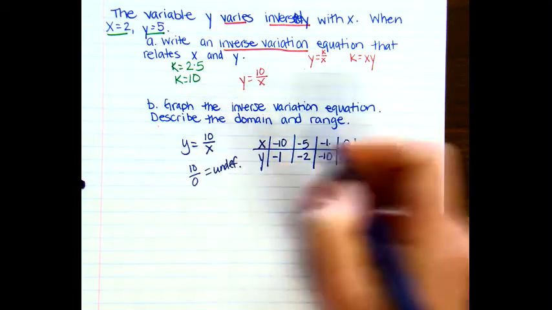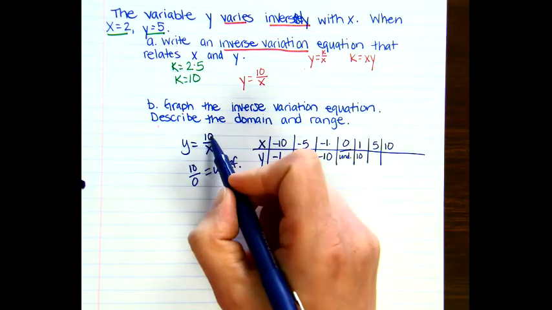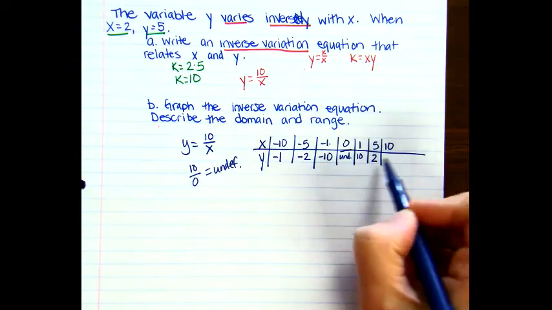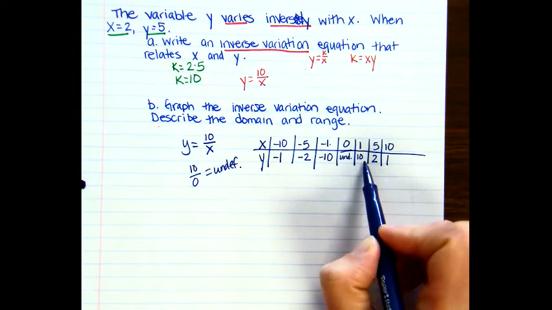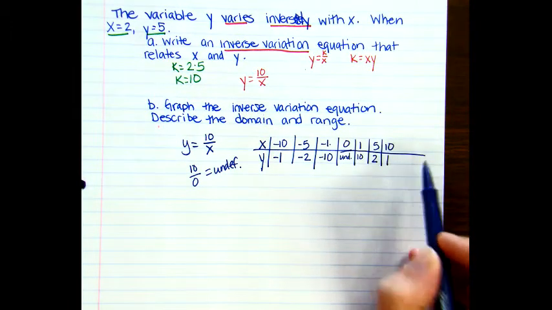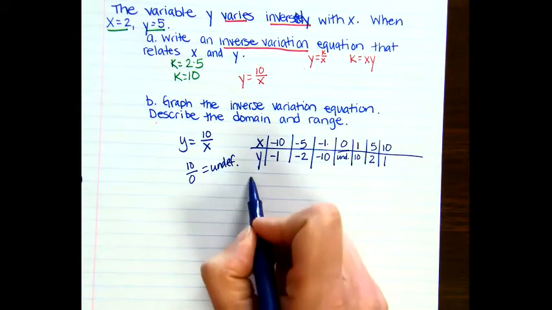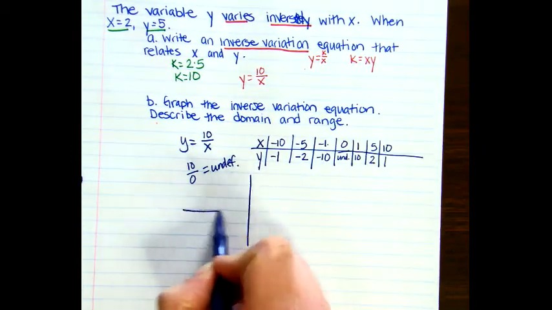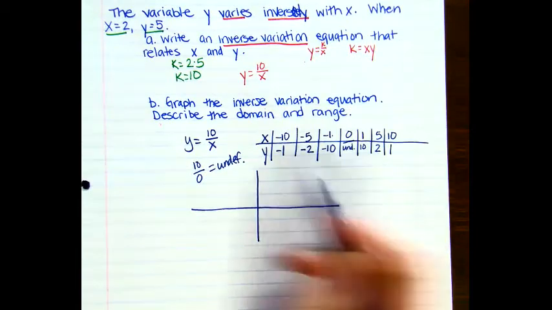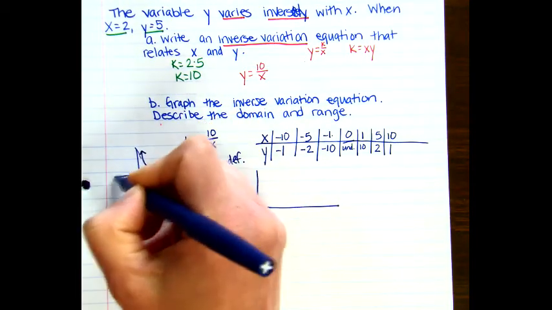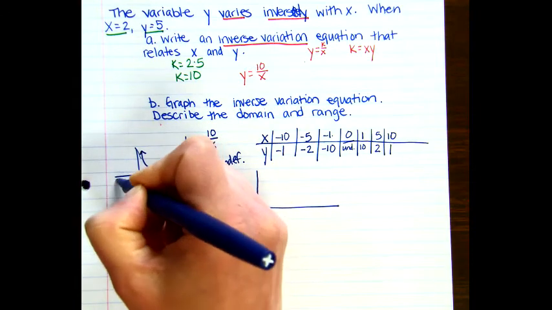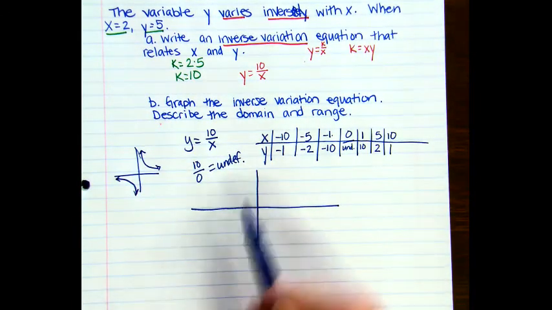And then I can try some positive numbers and see what happens. So 10 divided by 1 is 10. 10 divided by 5 is 2, and 10 divided by 10 is 1. So now as my x's are increasing, my y's are decreasing. So if I wanted to graph this, remember, just keep in the back of your mind that my inverse variation graphs look something like this. So they basically have two branches.